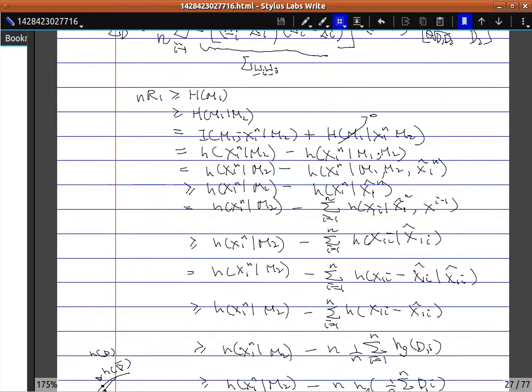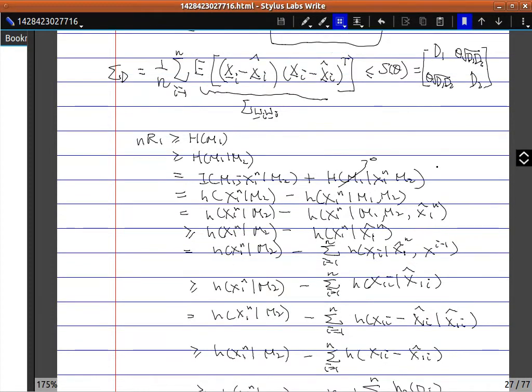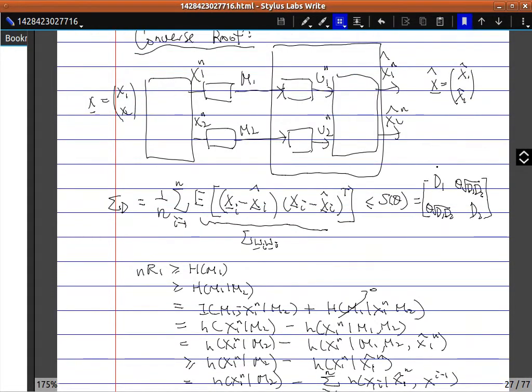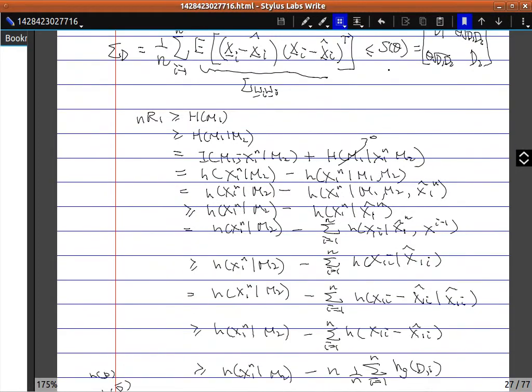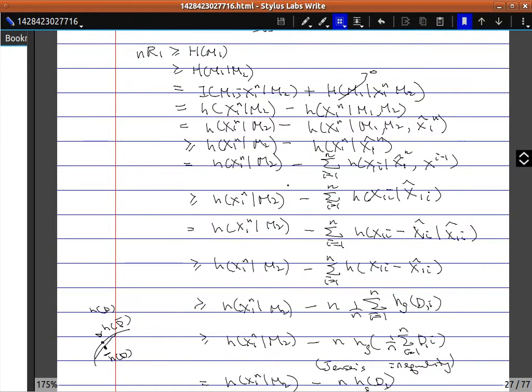And then for the second term, given M1 M2, X1 hat^n is known. X1 hat^n is the decoder output, so the decoder is deterministic. Then this term is smaller than this one because conditioning reduces entropy. So we have a minus of that. Therefore, this one is bigger than this one, and then this is just the chain rule here.